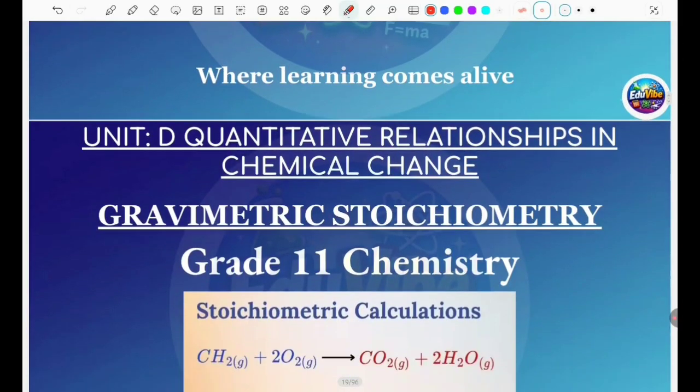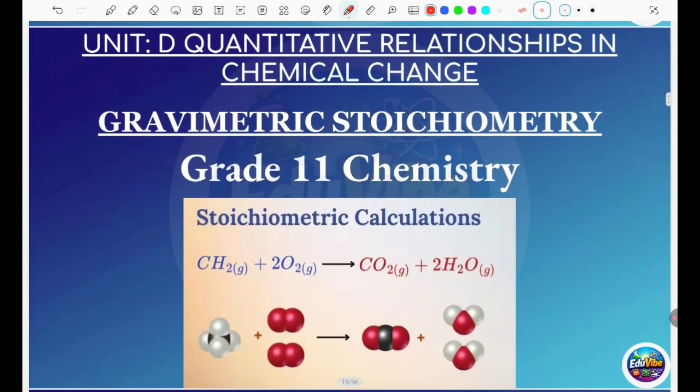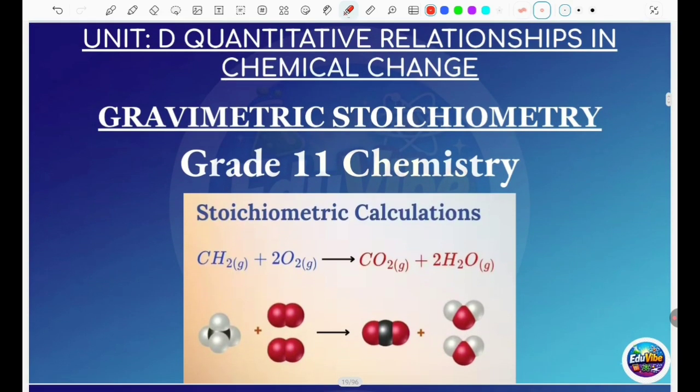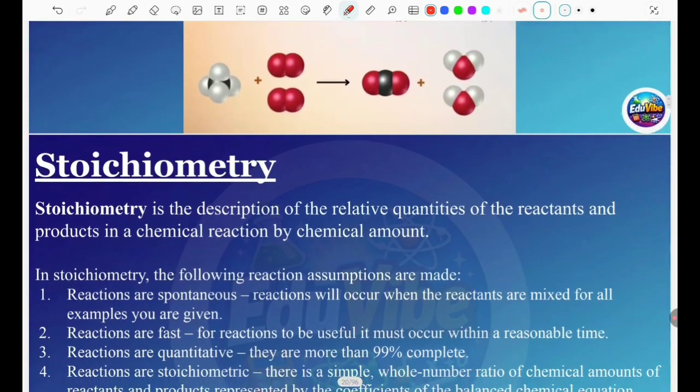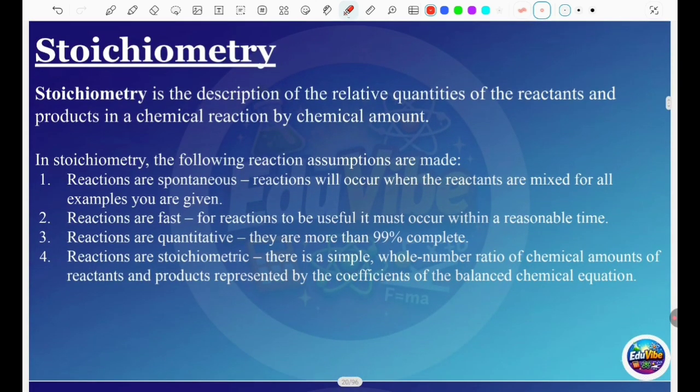In today's lesson, we're moving to the next topic of Unit D, which is the last unit of grade 11 chemistry. We are doing gravimetric stoichiometry. Basically, we start with the stoichiometry things. We're doing the three stoichiometries. This is the first one, and in this we are doing stoichiometry with the reactions, and when we have one thing in the reaction, we'll find another thing. So that's called gravimetric stoichiometry.